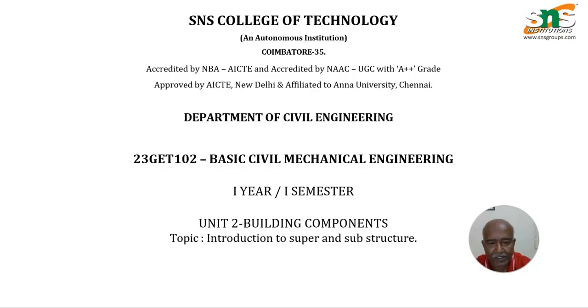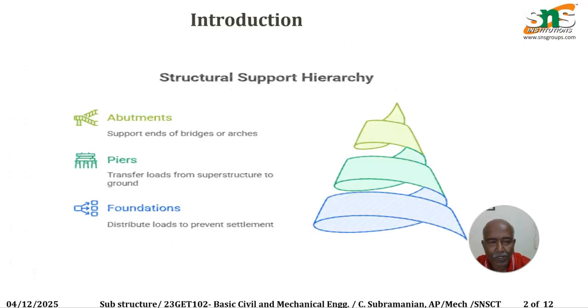In this session, we are going to see about the building components in the unit as an introduction to superstructure and substructure. What do you mean by superstructure and substructures? For the introduction, we say structural support hierarchy. On this, we say abutments or piers or foundations. Abutments support the ends of the bridges or arches, whereas the piers transfer the loads from the superstructure to the ground itself. Foundations distribute the loads to prevent settlement.